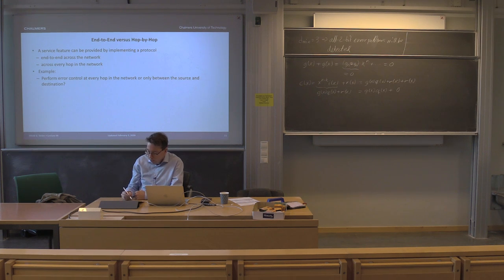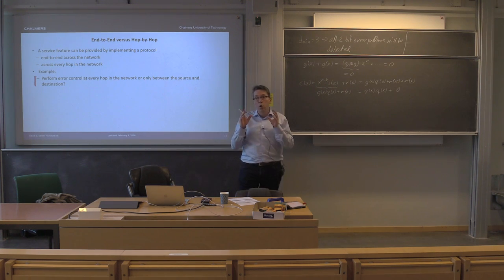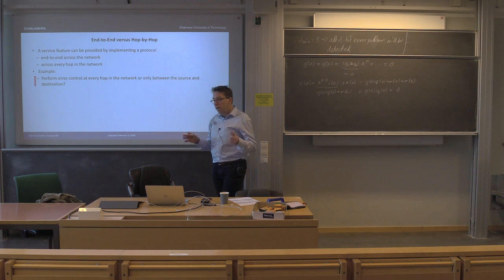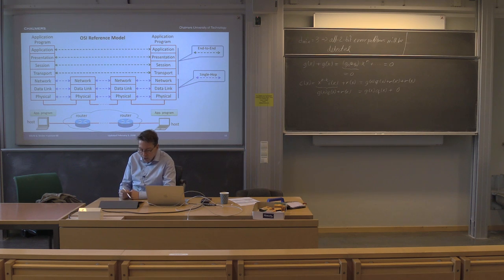So the question that we ask ourselves now: do we want to control errors on a hop-by-hop basis or on an end-to-end basis? What do I mean by that? Well, if we go back to this here, suppose that there is an error on this link. Should we then try to take care of that in one of these protocols, or is it enough that, say, the transport layer takes care of this, detects this error and tries to fix it?